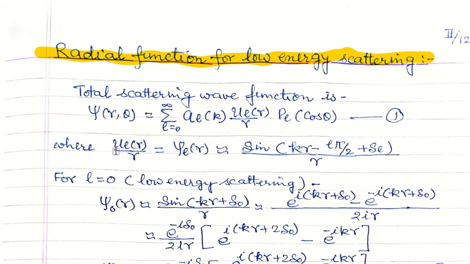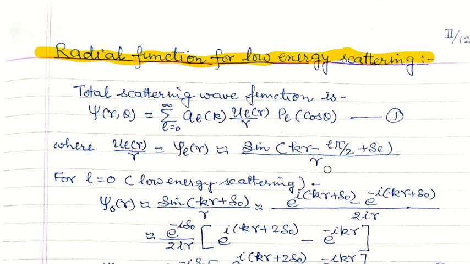This we know that u_L(r)/r is equal to psi_L(r), and this u_L(r) is the solution of the radial Schrodinger equation, which we have seen in the first video, and u_L(r) is equal to sin(kr minus L pi/2 plus delta_L). So putting the value of u_L(r) divided by r, we get psi_L(r) is equal to sin(kr minus L pi/2 plus delta_L) upon r.